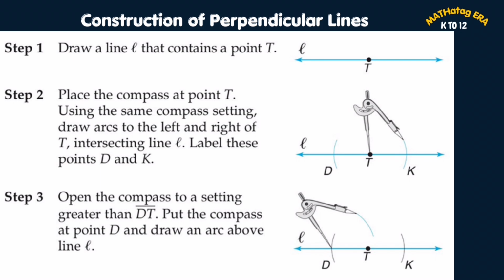Using any convenient compass opening, draw an arc to the left and to the right of point T. So, yung arc na yon should intersect line L. Label the intersection points D and K. Manonotice nyo na ang DT is equal to TK because they were created using the same compass setting.